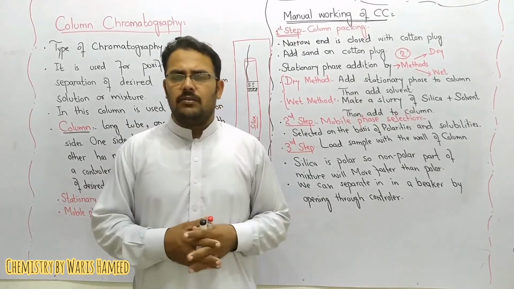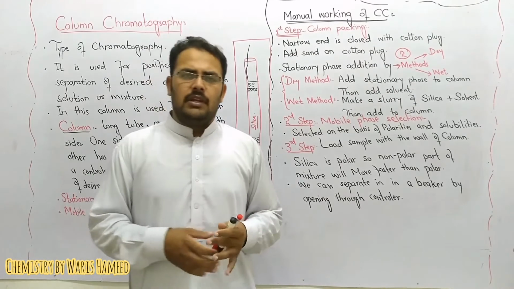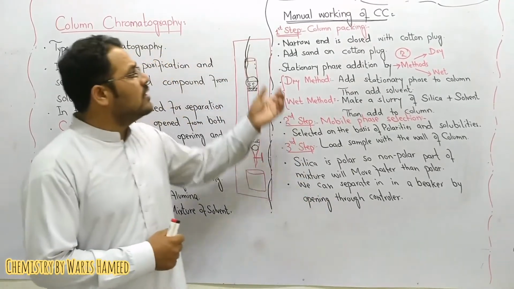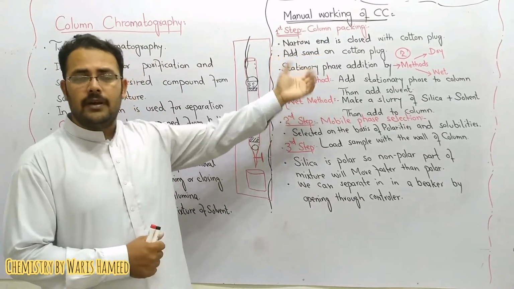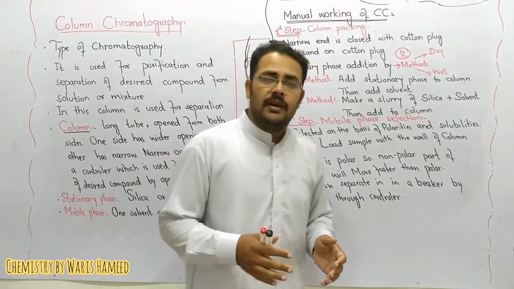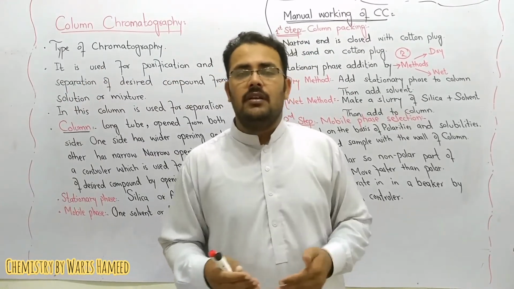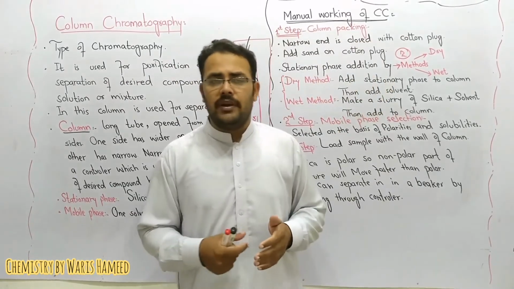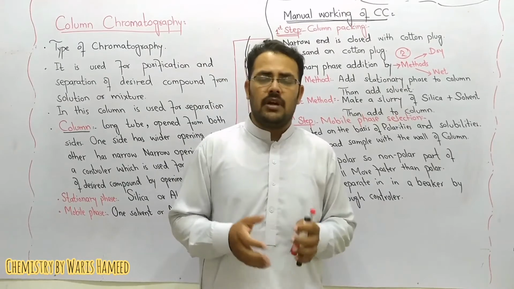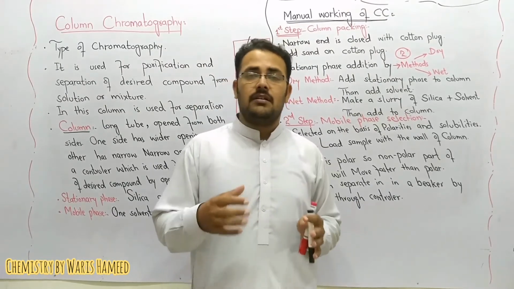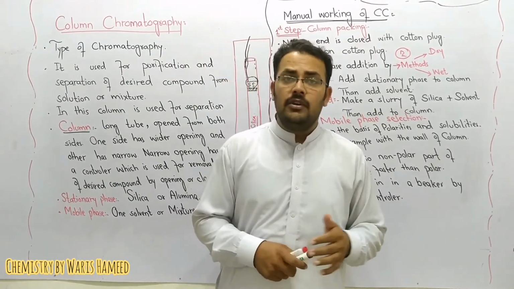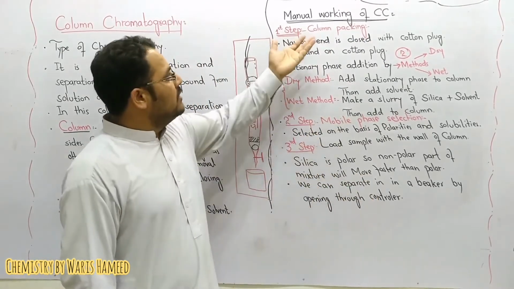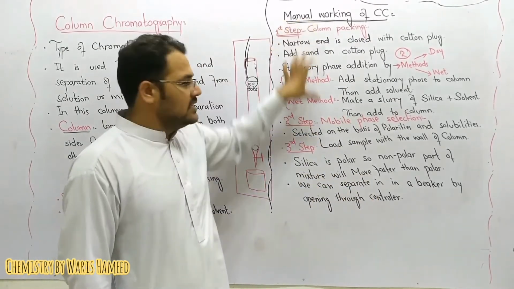Now moving towards the working of column chromatography, it may be automatic or it may be manual. If we want to perform any separation automatically, then we have to use a machine that is known as an octa purifier. And if we want to run any sample manually, then we have to follow these steps.